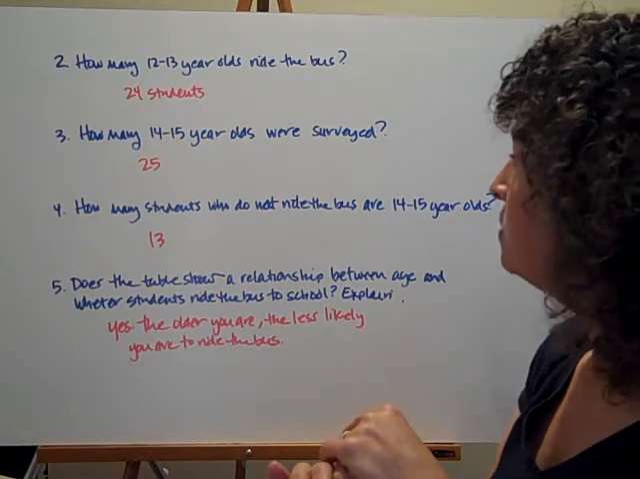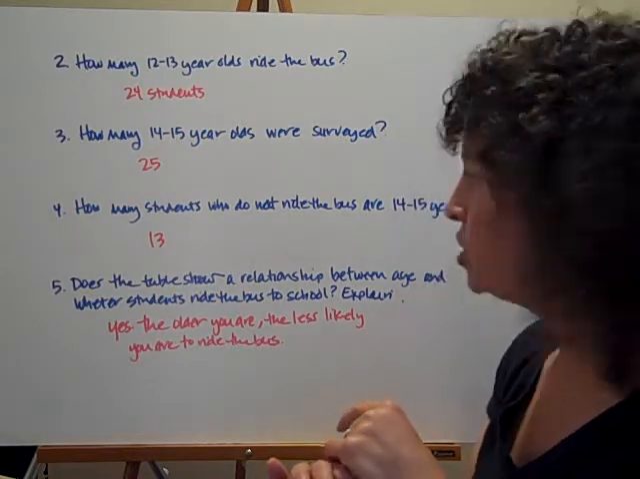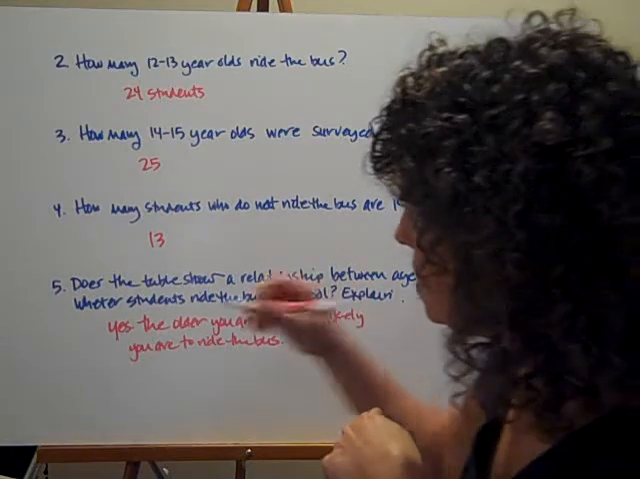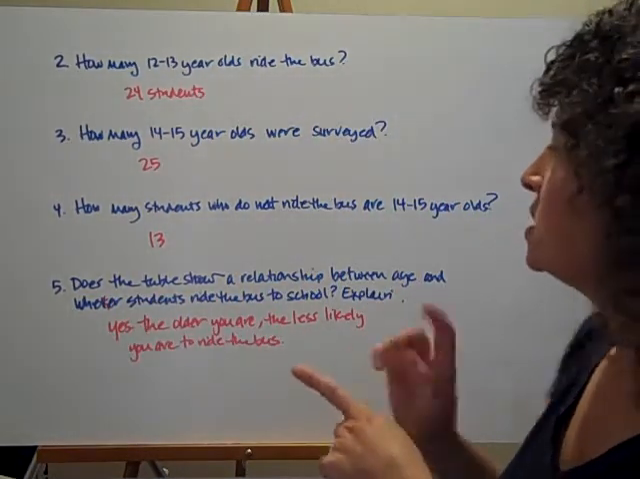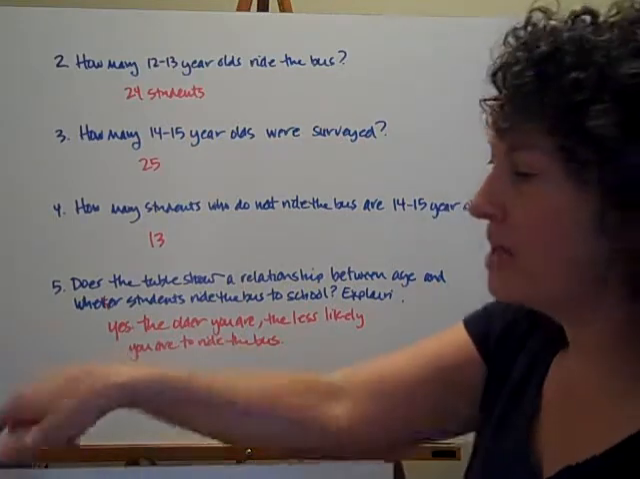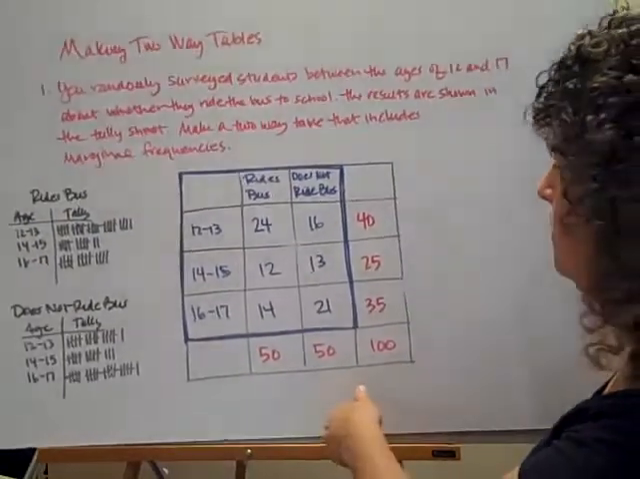Last question, does the table show a relationship between age and whether, again with a typo, oh my goodness here, and whether students ride the bus to school? So, is there a relationship between their age and riding the bus to school? So let's take a look.